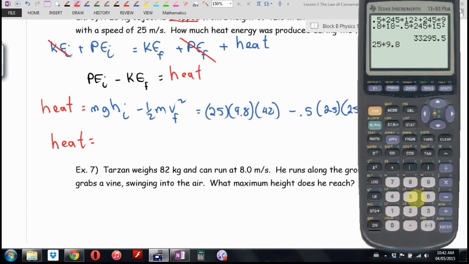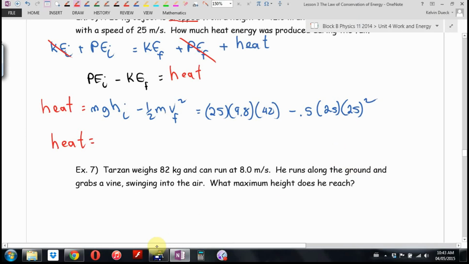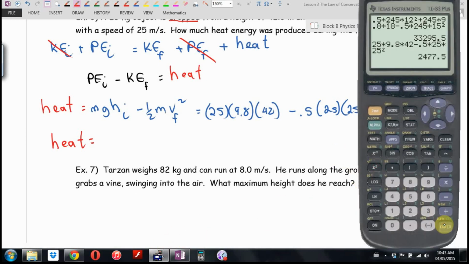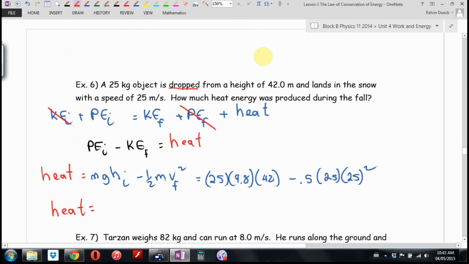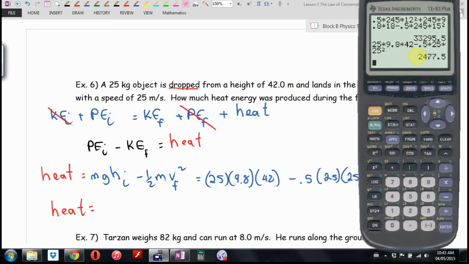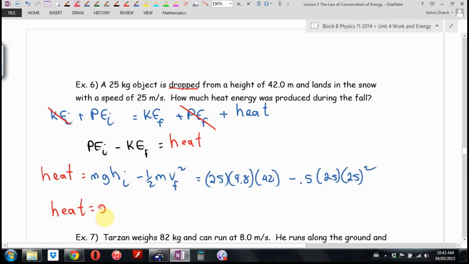25 times 9.8 times 42 minus 0.5 times 25 squared. Yes, it is, Mr. Dueck. Do you get that? 2,480. By the way, we're getting towards the end of the year. How many sig figs? This number here? 3. How many sig figs? Technically, I should go to 2 sig figs, so it would technically be 2,500, but I'm not being fussy on that, so we're going to go 2,480 joules.